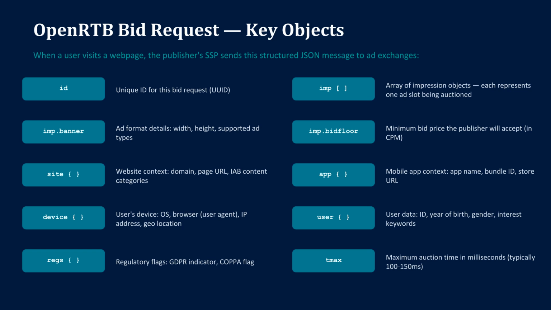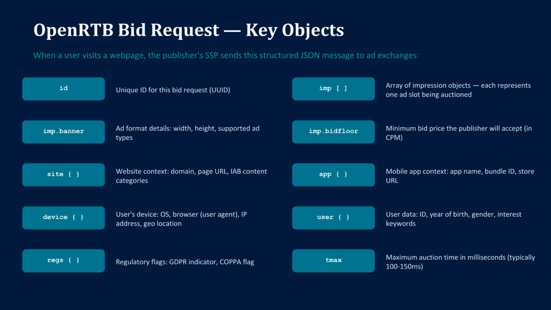The site object describes the web page context, the domain, the specific page URL, and the IAB content category of the page. A DSP can use this to determine whether the context is appropriate for their advertiser. An alcohol brand can check whether the page is on an adult-only site. The app object is used instead of site for mobile app inventory. It contains the app name, bundle ID, and store URL, information the DSP can use to evaluate the app context.